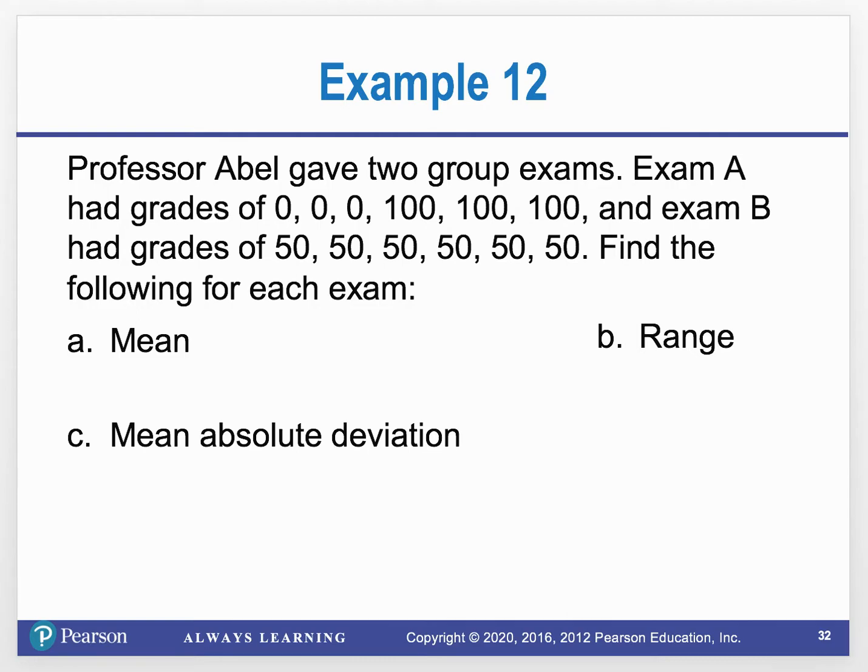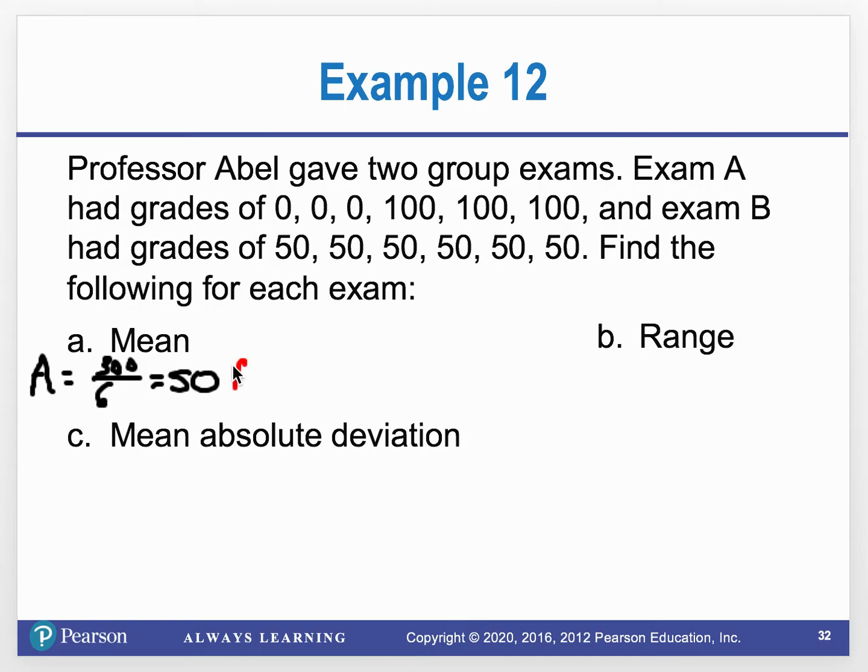Okay, so the mean. I'll call it this for group A, right? The mean for A. I'm going to add them all up. 1, 2, 300. Add them up. Divide by 1, 2, 3, 4, 5, 6. Divide by 6. So the mean for A is 50.